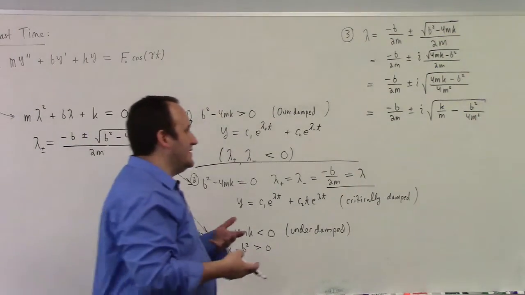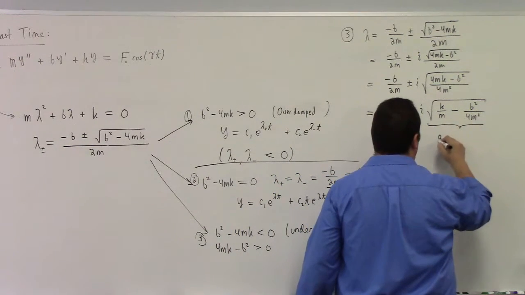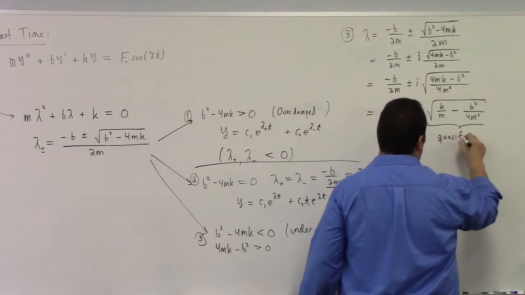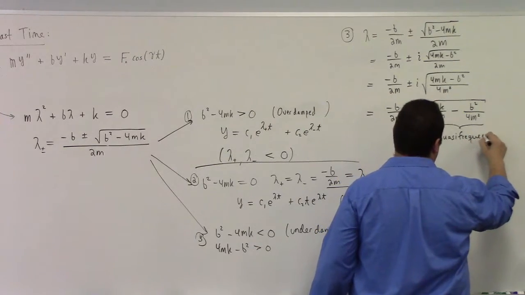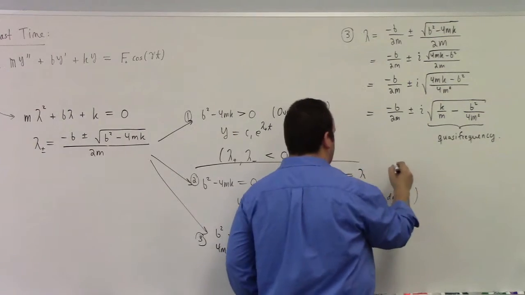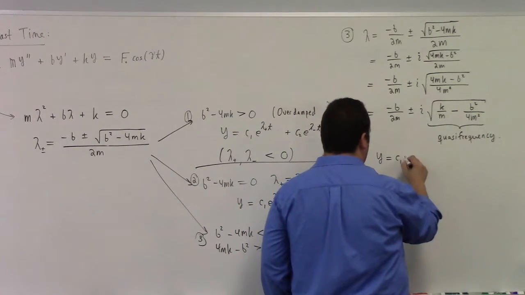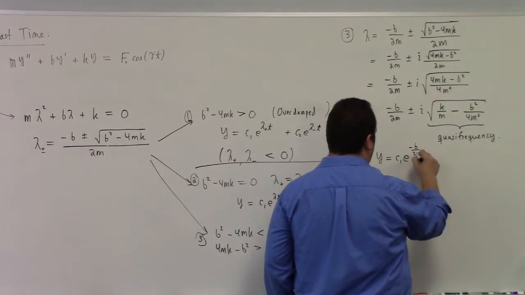Technically, it's not a frequency. This is the so-called quasi frequency of the system. Why is it a quasi frequency? Here, let me write the solution. The solution in this case 3 is what? Y equals c1 e to the minus b over 2m.